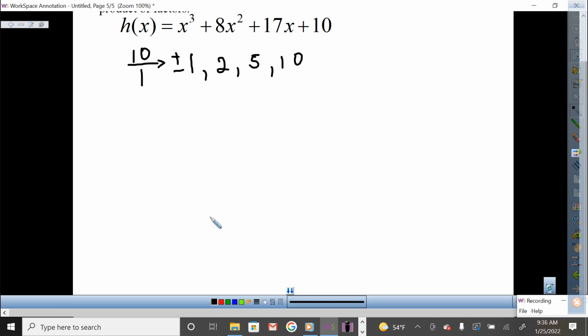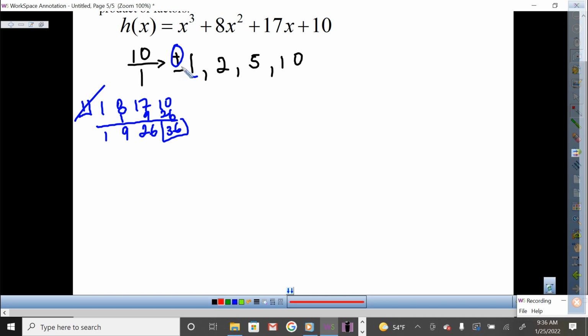All right, so let's begin. I'm going to use blue for the positive 1. And my coefficients here are 1, 8, 17, 10. 1 times 1 is 1, combined that's 9. 1 times 9 is 9, combined that's 26. 1 times 26 is 26, combined that's 36. That's not our 0.